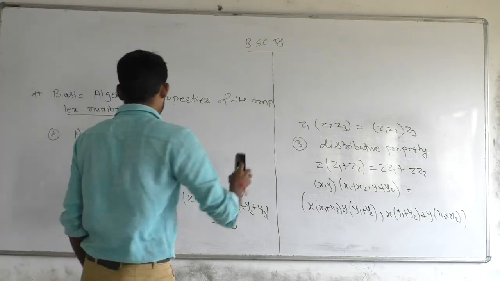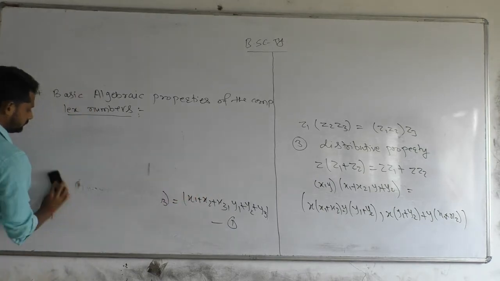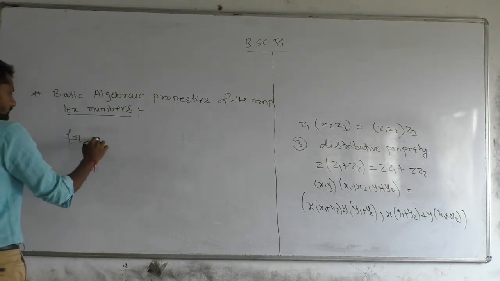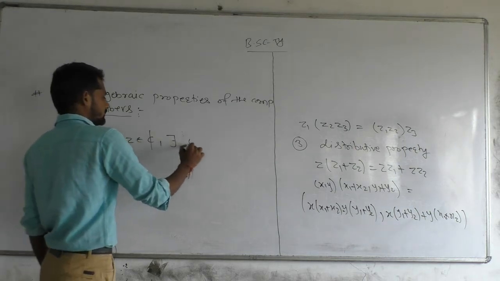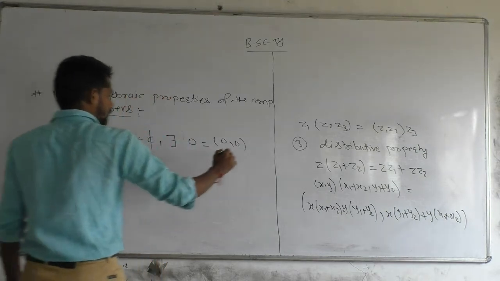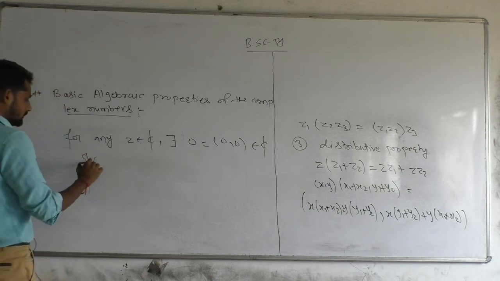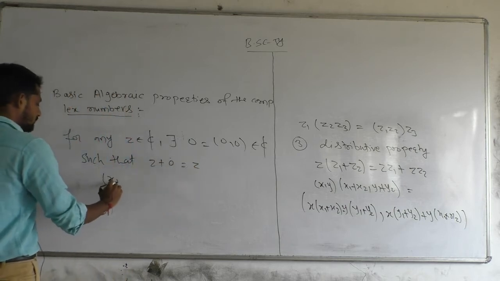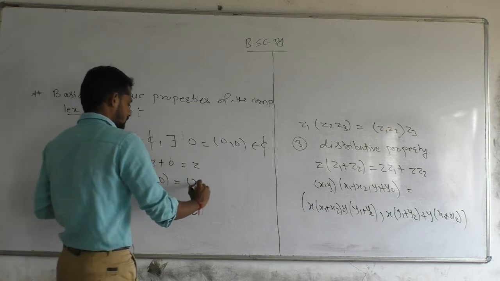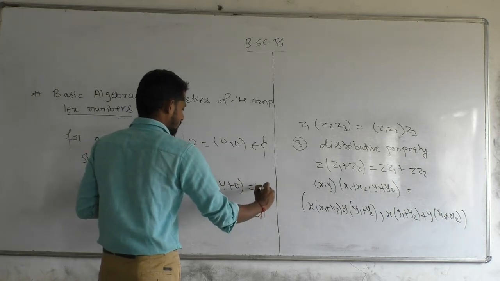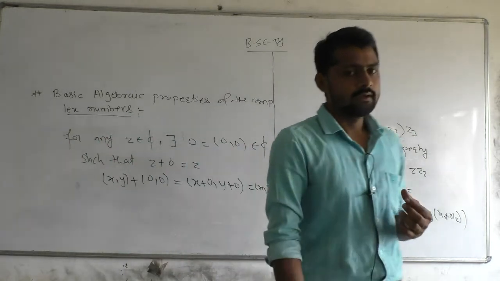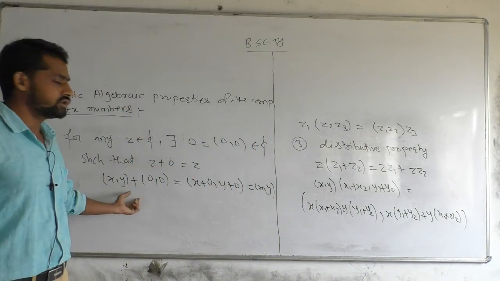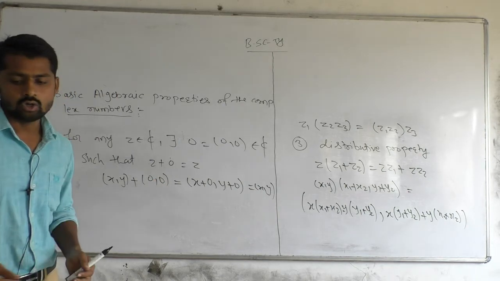Now the fourth property, additive identity. For any z belonging to C, there exists 0 belonging to C such that z plus 0 is equal to z. That is, if z is equal to (x, y), then z plus 0 is equal to (x plus 0, y plus 0), which is equal to (x, y). So for every z belonging to C, there exists a number 0 in C such that if we add this number to any number, there is no change in the original number. So this is the additive identity of the complex numbers.